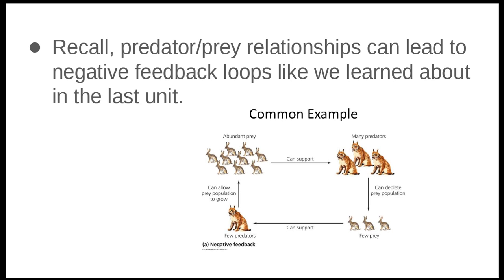We talk about ecosystems that are in equilibrium, ecosystems that are in homeostasis. These negative feedback loops like this are what helps drive that homeostasis that we see in these stable ecosystems.